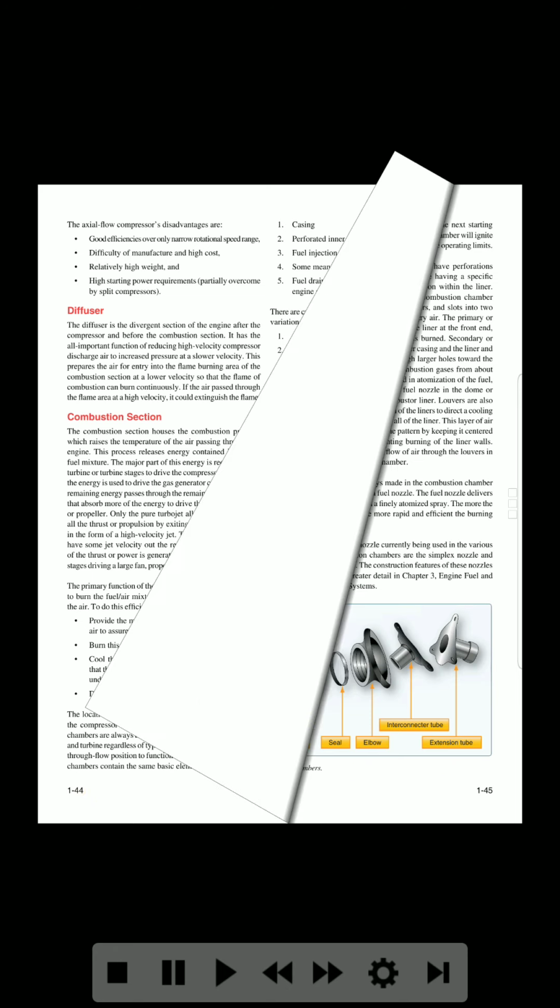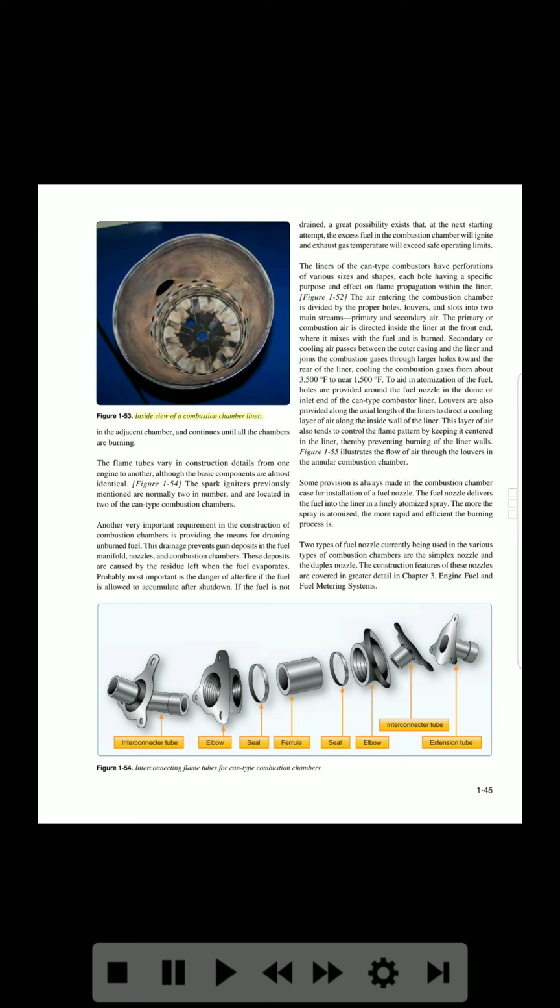in the adjacent chamber, and continues until all the chambers are burning. The flame tubes vary in construction details from one engine to another, although the basic components are almost identical. Figure 1-54. The spark igniters previously mentioned are normally 2 in number, and are located in 2 of the can-type combustion chambers. Another very important requirement in the construction of combustion chambers is providing the means for draining unburned fuel.